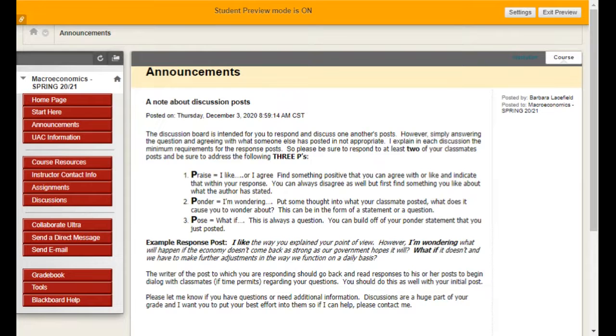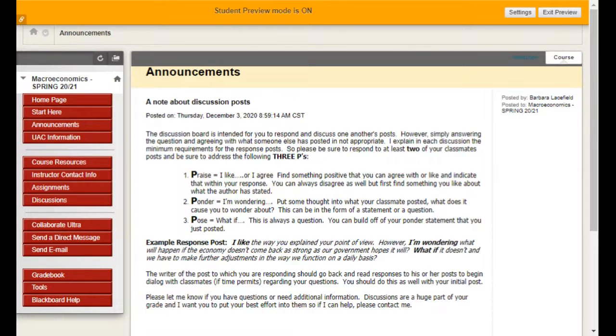So I like or I agree. Find something positive that you can agree with or like and indicate that within your response. You can always disagree later, but first find something that you like or that you agree with. Maybe it's the way that they stated their answer. And then ponder and pose.